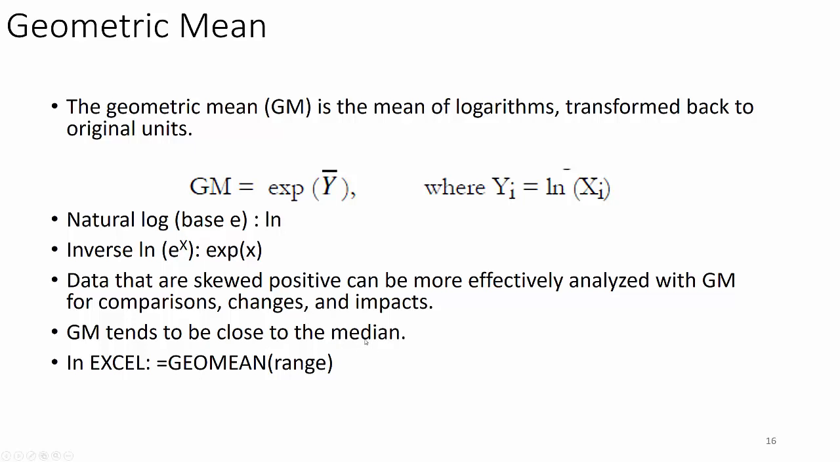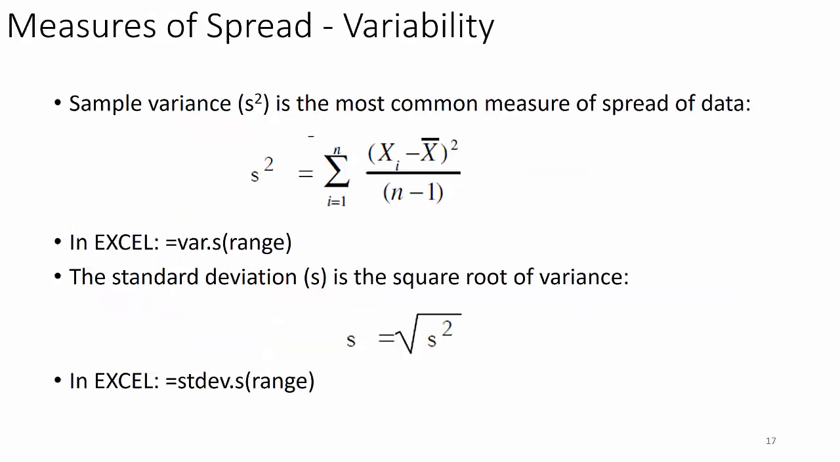It tends to be close to the median. You can do this with GEOMEAN of a range. And this is often used with water quality data in particular, where you have extreme events, but you're trying to understand the system with less dramatic impact from those extreme events.